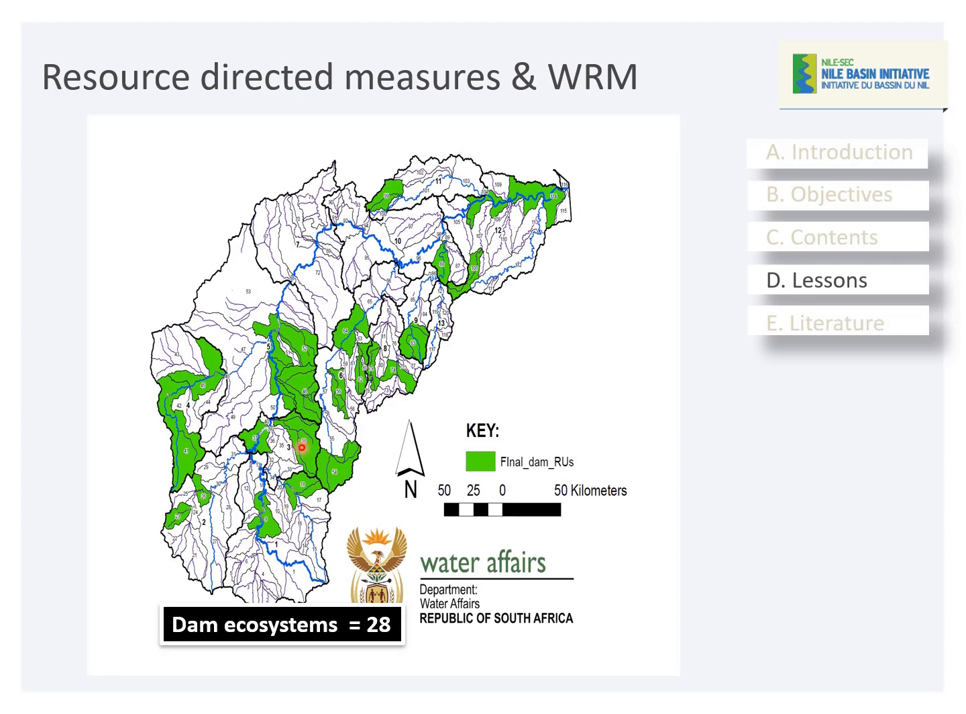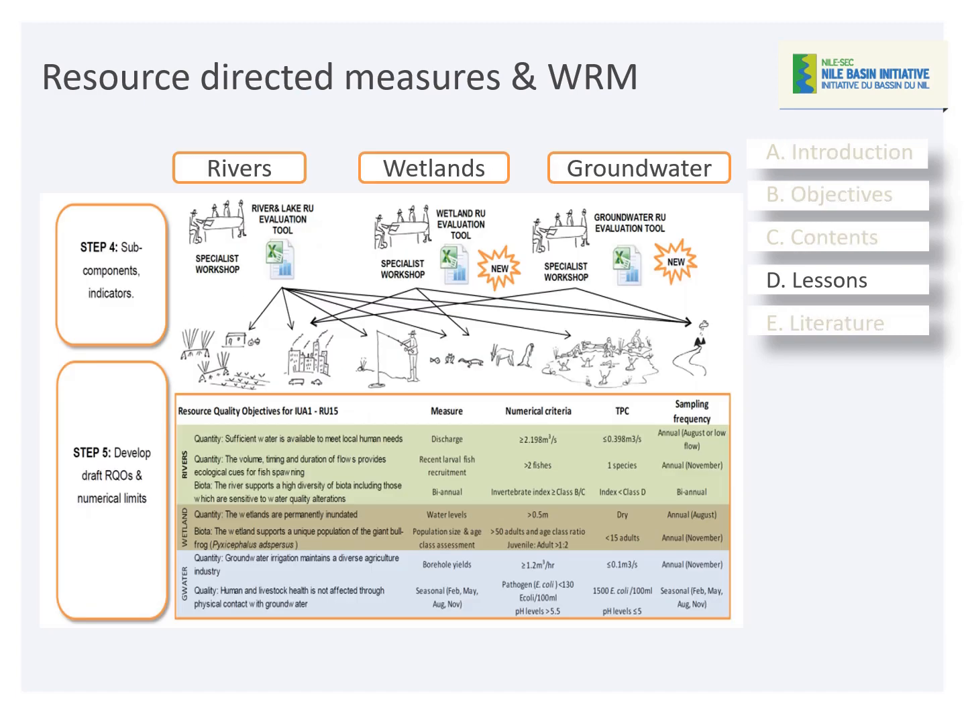The dams, for example, you can see these are the resource units where the 28 dams are located, but it's the dams themselves that were selected for RQO determination. Once we prioritize, we develop the resource quality objectives, considering whether we're going to select quantity, quality, biota, or habitat as the category for the objective. To achieve that balance, we then chose measures.